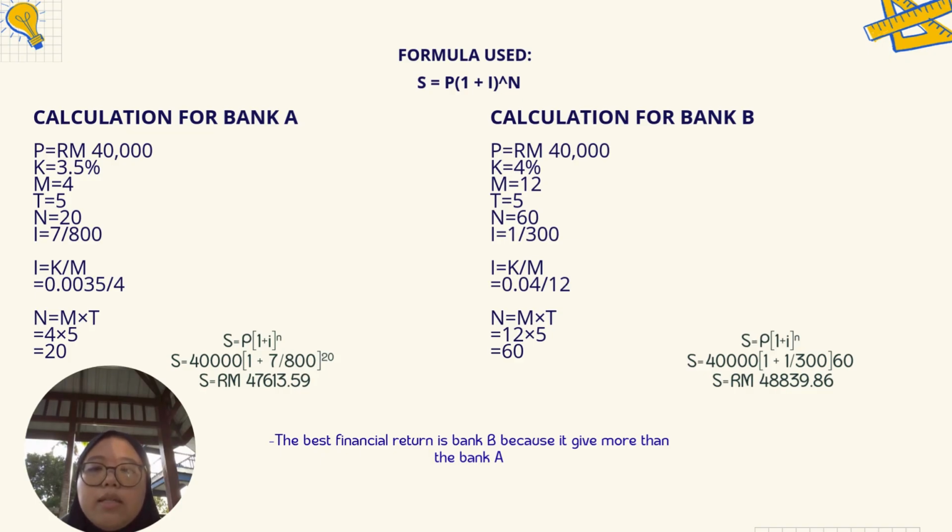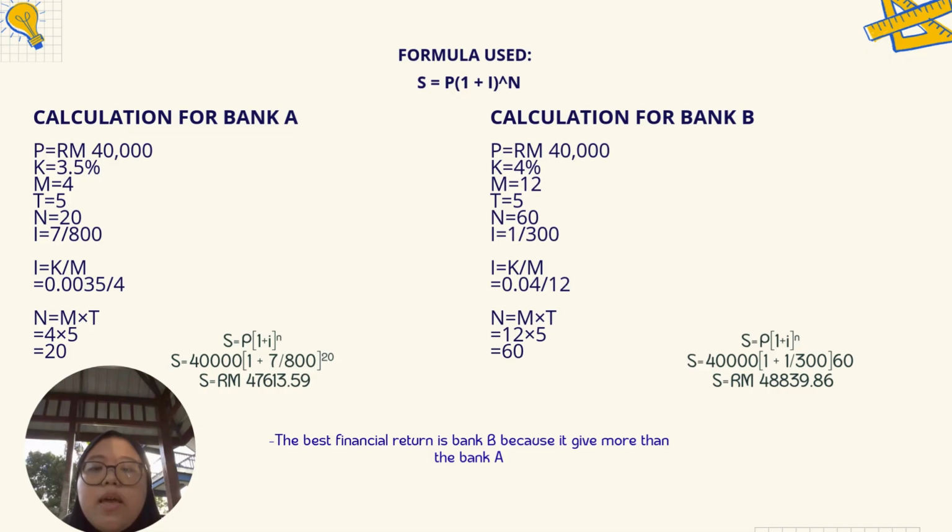As per the question given, the information that we have extracted is P equals RM40,000, K equals 3.5%, M equals 4 since it is compounded quarterly, T equals 5, N equals 20, and I equals 7 over 800. How do we get the I? K over M, 0.0035 over 4, and we will get 7 over 800.